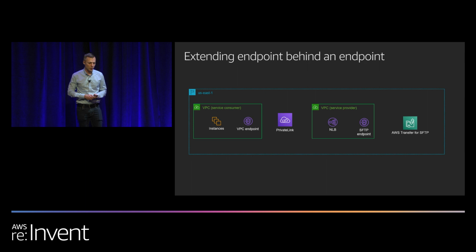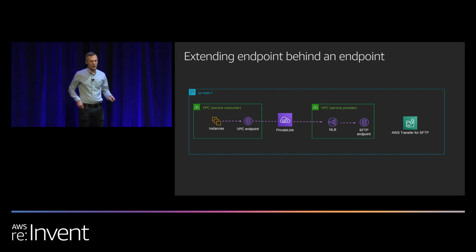Another thing that we can do, and this is actually within the last year we've added this capability, is extending endpoints behind endpoints, which kind of seems like Inception, and you might ask why you would do that, which I found myself asking until I came up with a scenario where a customer actually needed this type of architecture. So having endpoints connecting through PrivateLink to an NLB, but then behind that NLB, having IP targets that are actually the ENIs of other endpoints.